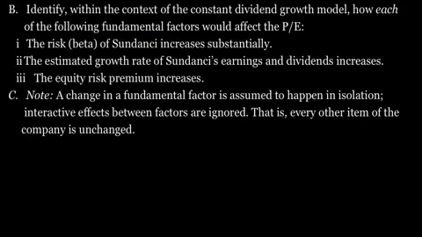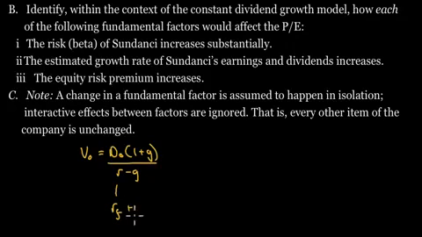All right, number 6B. Identify, within the context of the constant dividend growth model, how each of the following fundamental factors would affect the PE. The risk, or beta, increases substantially, estimated growth rate of earnings and dividends increases, and the equity risk premium increases. All right, so it says within the context of the dividend growth model, so let's write that out. D naught times 1 plus G over R minus G. And we know that R is the risk-free rate plus beta times the equity risk premium.